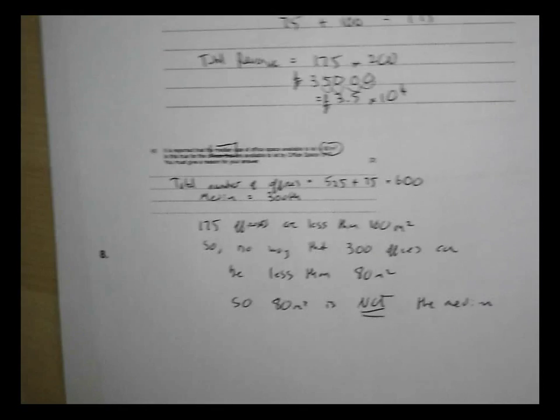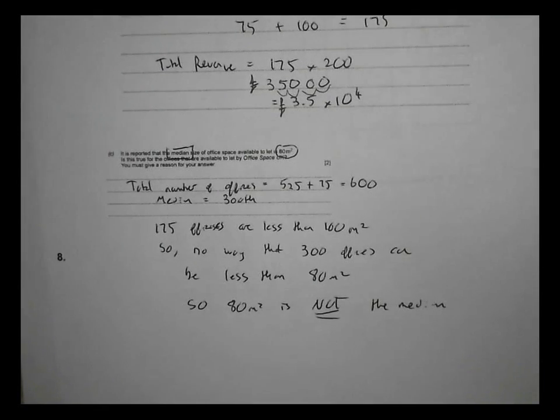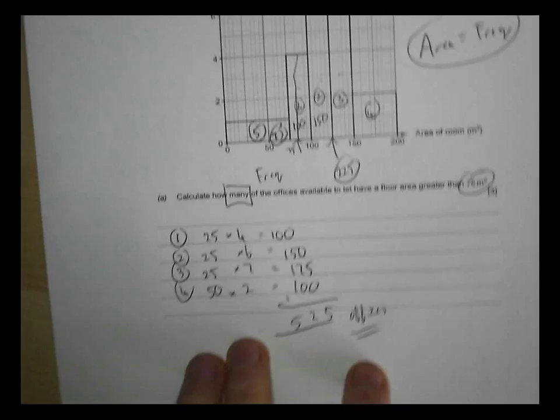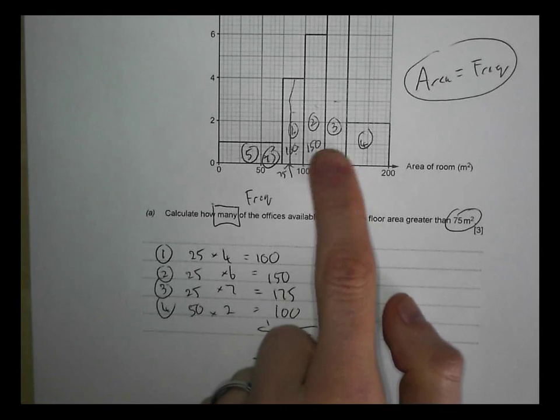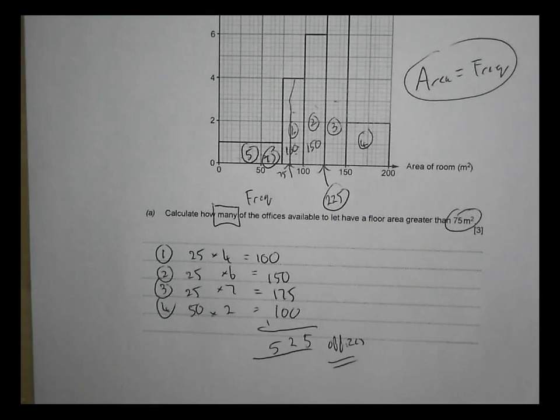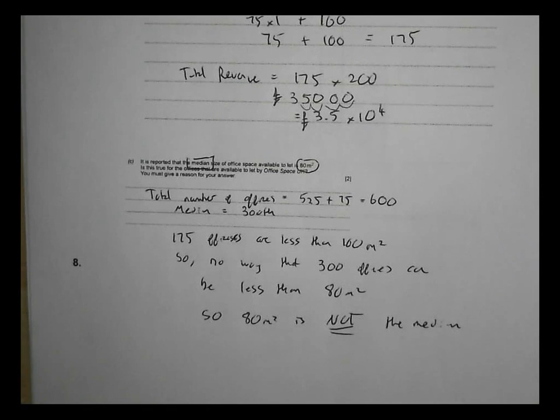If 80 metres squared was the median, we would have to have half our offices less than it and half our offices more than it. I can see very clearly from the diagram there that the median for our offices is more to this side. So there's no way 80 can be the median, but I've just got to convince them of that, and I reckon that's a half decent way of doing it.